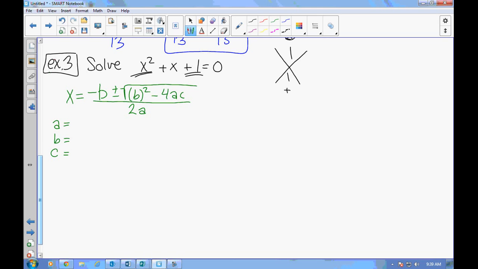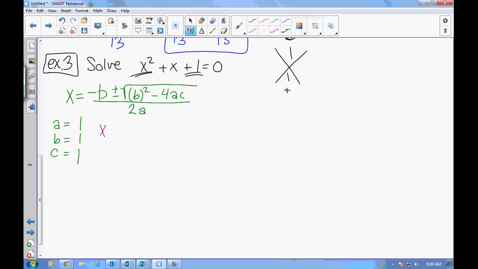So it's the coefficient. How many x squareds are there? Now what's the number in front? Yeah, 1. Okay, and B, how many x's are there? 1, and C? 1. So they all end up being 1s. And 1s are pretty nice to work with. So let's plug it in.